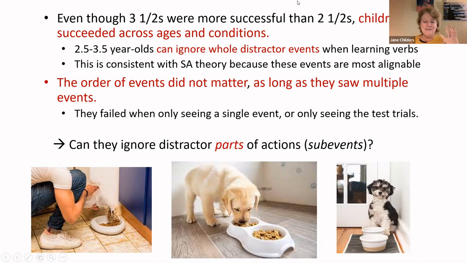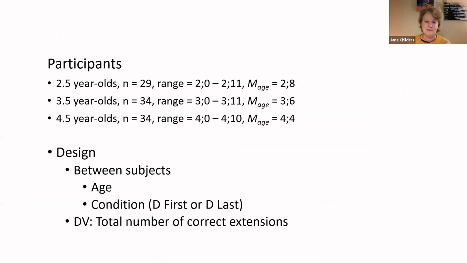Can they figure out how eat goes with the middle event? How do they do that? How do they parse out these sub-events that aren't relevant? That's what we wanted to test next. Can they do that, and can they ignore distractor parts of events?